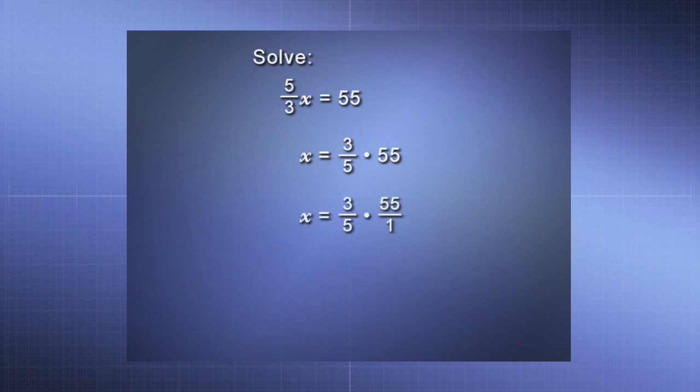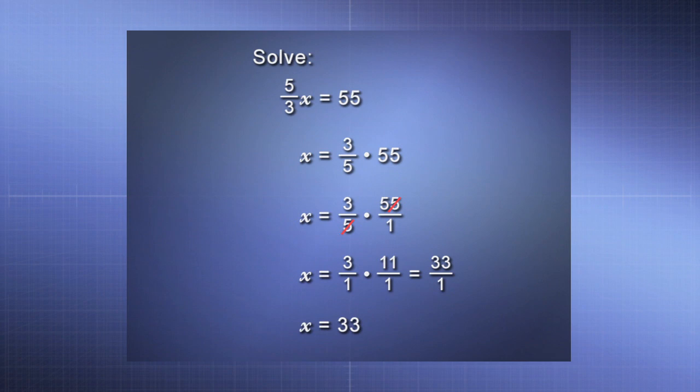In fact, if you write the 55 as 55 over 1, you'll see that the 5 and the 55 can cancel a bit, and you'll be left with 3 over 1 times 11 over 1, which is 33 over 1, or 33. What does that mean? It means that we have x on the left equals 33. That's our solution. Well, let's check it a bit.